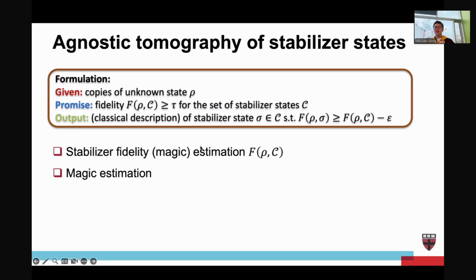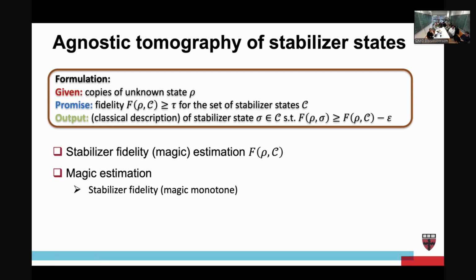So you can use something like a binary search to actually search for the correct tau. And then you can get tau, you can estimate stabilizer fidelity, and this will give you a magic estimation. Thank you.